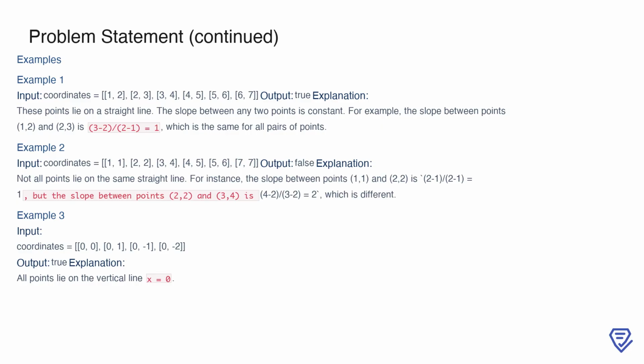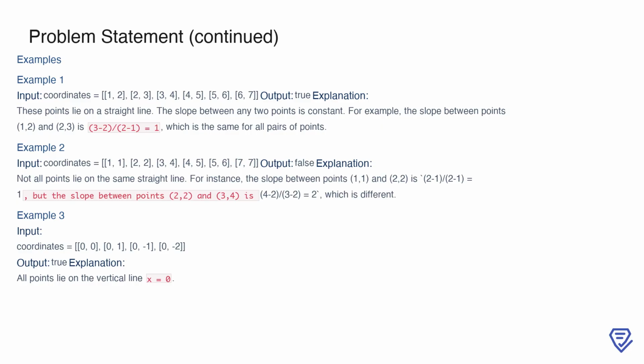In the first example, the input is (1,2), (2,3), (3,4), (4,5), (5,6), (6,7). The output is true because all these points lie on a straight line. The slope, which is calculated as the change in y divided by the change in x between any two points, remains constant. For instance, between points (1,2) and (2,3), the slope is (3-2)/(2-1) equals 1, and this holds for all other points as well.